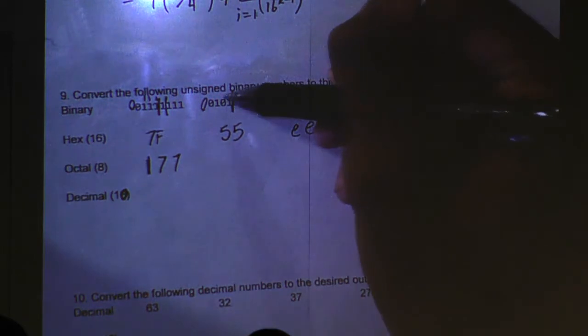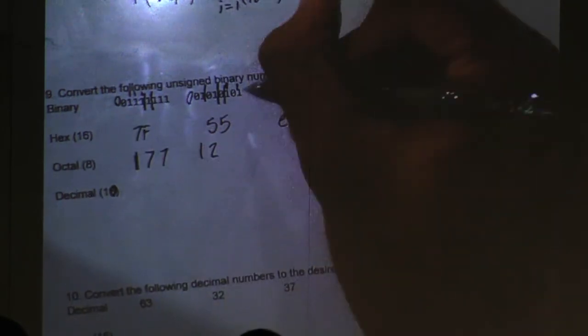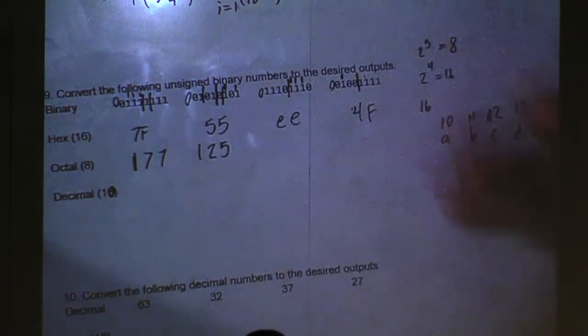And then for this one here, this part is the same, so it's going to give you 1. This one here is going to give you 2. And this one here is going to give you 5. Any questions about this so far?